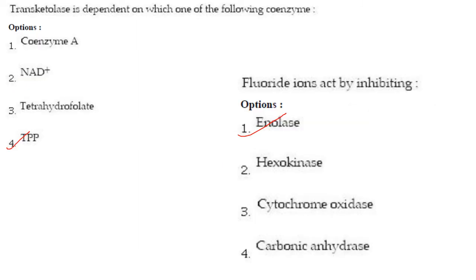Next one, transketolase is dependent on which of the following coenzyme? Option 1 coenzyme A, option 2 NAD+, 3 tetrahydrofolate and 4 TPP. Answer is option 4 TPP. Fluoride ions act by inhibiting option 1 enolase, 2 hexokinase, 3 cytochrome oxidase, 4 carbonic anhydrase. Answer is option 1 enolase.